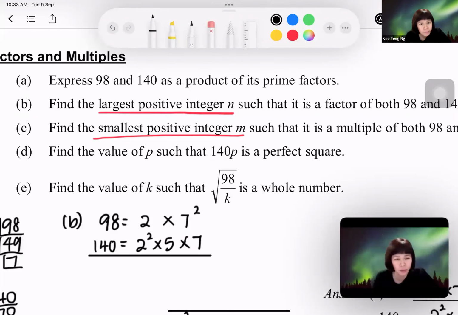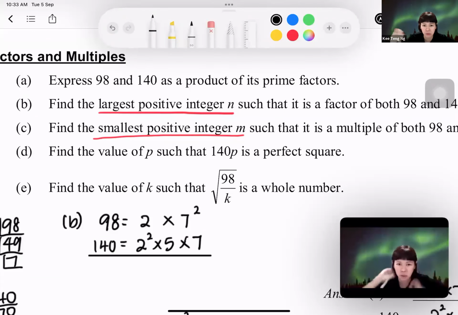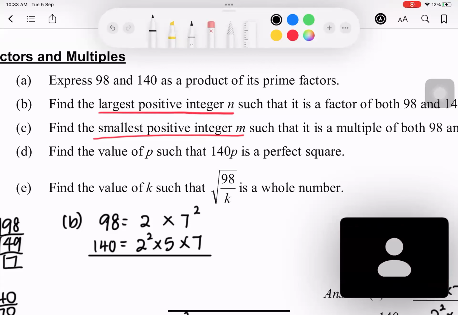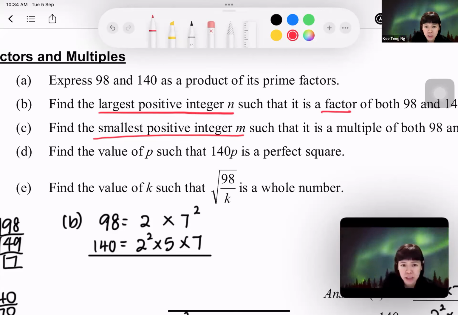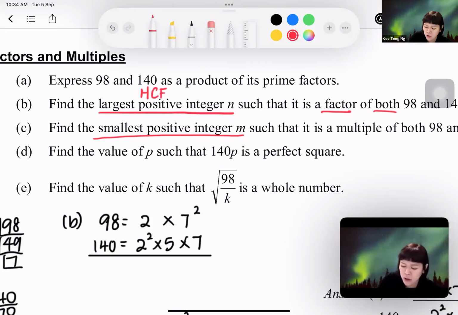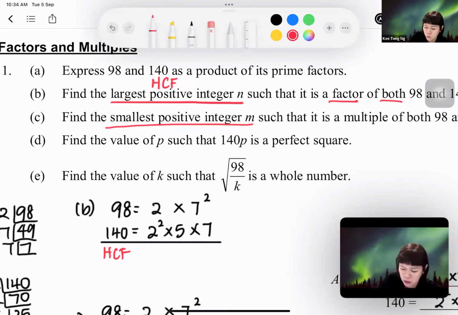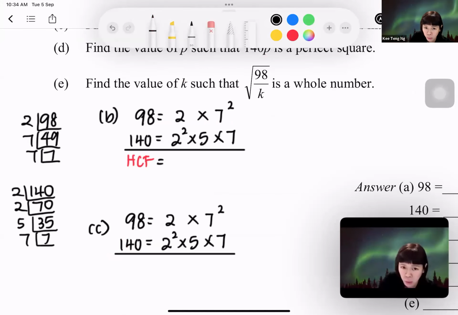Okay, no problem. Part B, find the largest possible integer n that is a factor of both. So what does this statement tell you? Largest possible positive integer n, factor of both. So it's actually looking for the highest common factor, because they want a factor of both, right? So it's common factor. If you were to find HCF, highest common factor, you can recall, do you want the highest power or the lowest power?